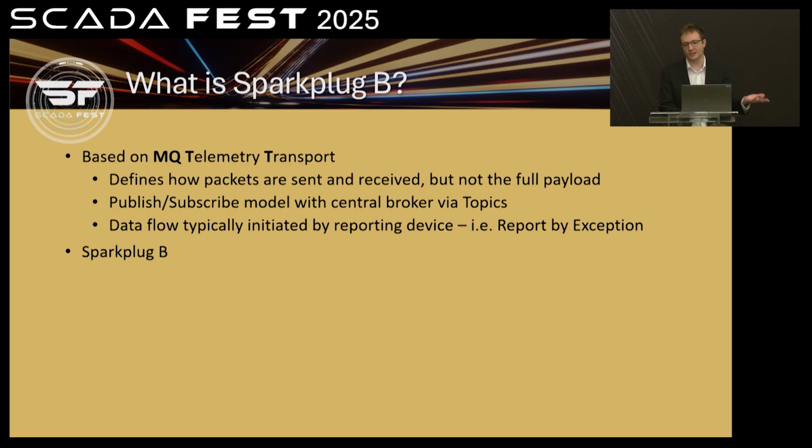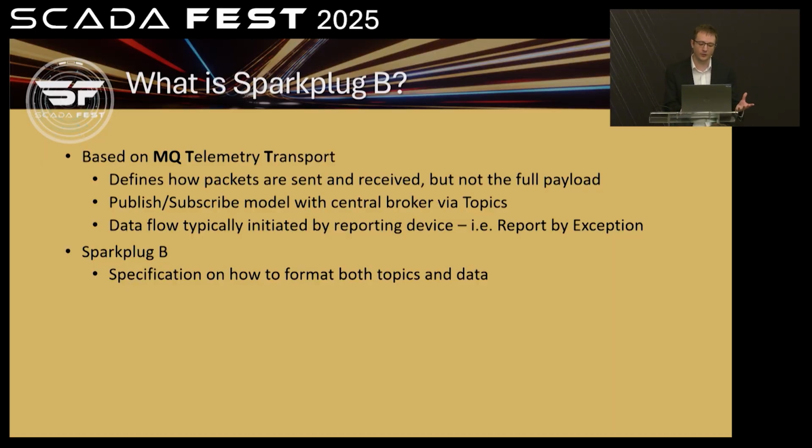Sparkplug B is a layer that goes on top of MQTT and defines some rules so we can take what the transport does well, the publish-subscribe model, and make it so different manufacturers and different devices can all work together under one set of rules. It's an openly available protocol. It's a specification on how to format your topics, the names that say what the data is about, and also how the data in the payload looks. It uses Google Protobufs as the encoding under the hood, and it has different message classes that we'll talk about as we go along.